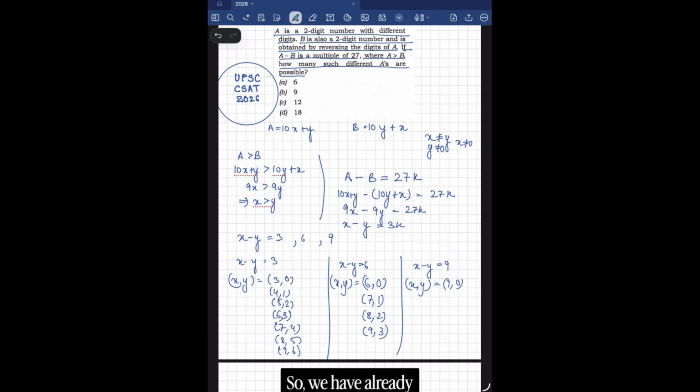So we have already established that x and y cannot be 0. So we'll eliminate the possibilities where y is equal to 0. So in the first case, we'll eliminate this. In the second case, we'll eliminate this. And in the third case, we'll eliminate this. Now let's count the number of possibilities of x and y. 1, 2, 3, 4, 5, 6, 7, 8, 9. So A can have 9 possible values. So the correct answer is option B.